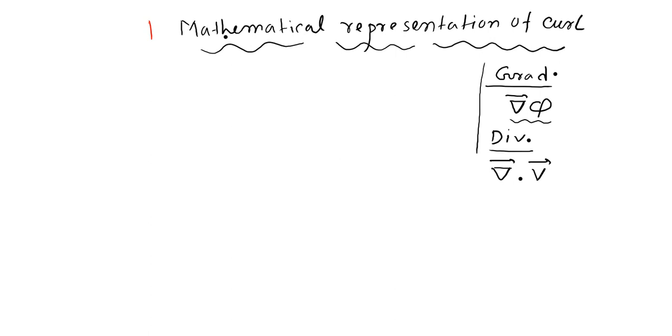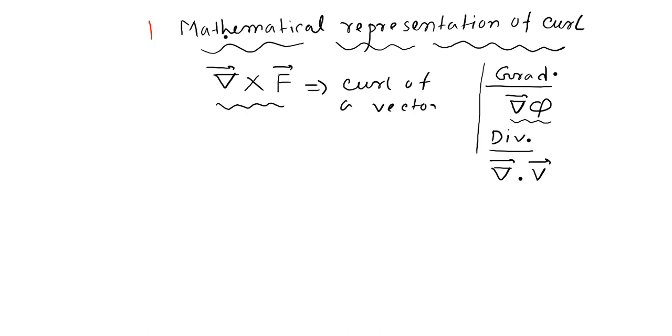Similarly, curl is represented when the nabla vector is crossed with the vector field. Here let's say the vector field is the force field, which is F. So this is known as the curl of the vector field F. Here F is the vector field.